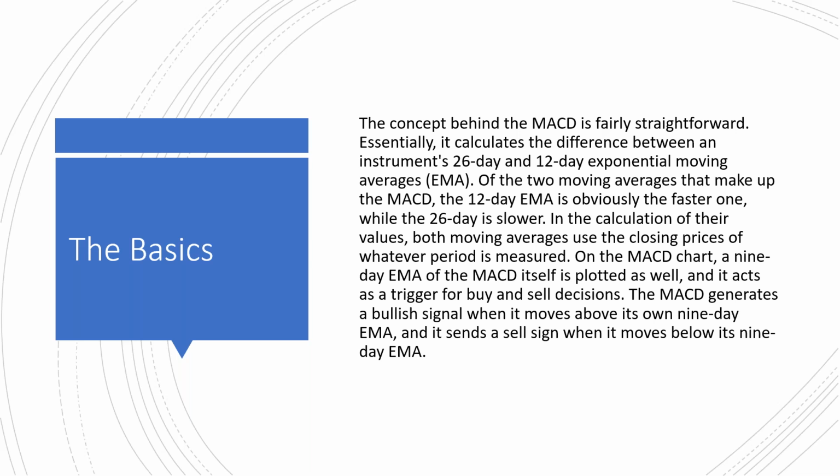It calculates the difference between an instrument's 26-day and 12-day exponential moving average. Of the 2 moving averages that make up the MACD, the 12-day or 12-period EMA is obviously the faster one. Now, I'm going to have to explain this to you because most of you don't understand what the difference is between a faster and a slower moving average.